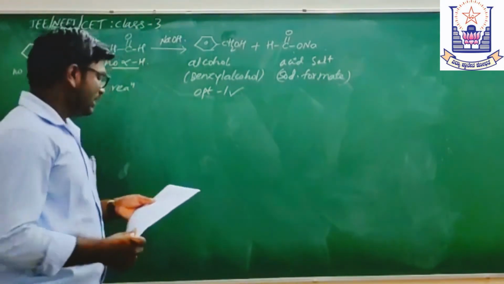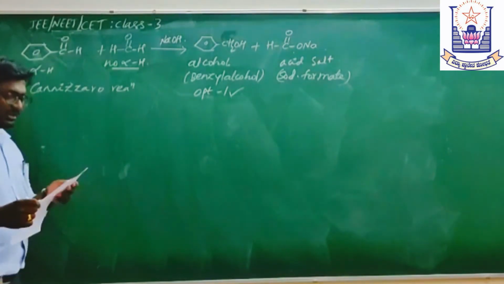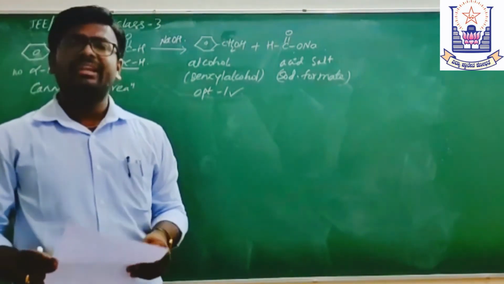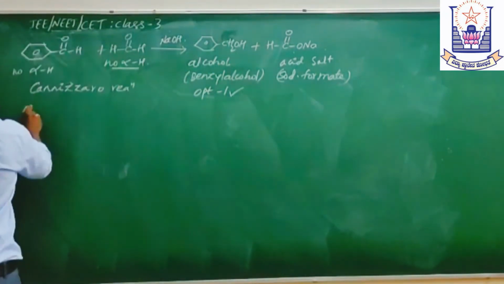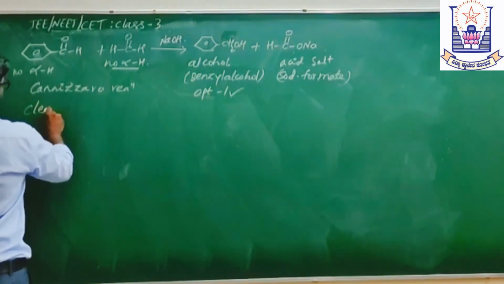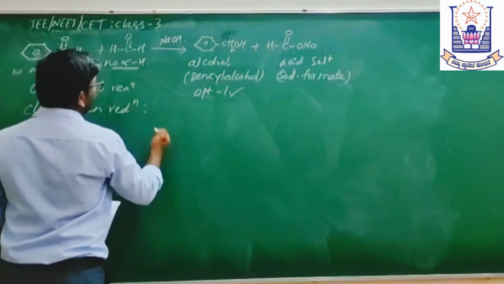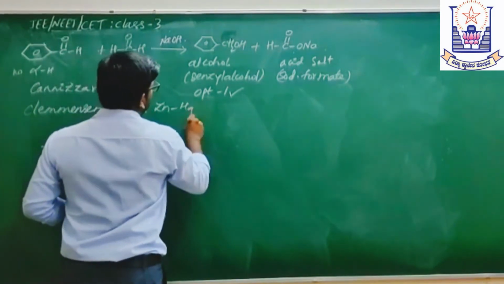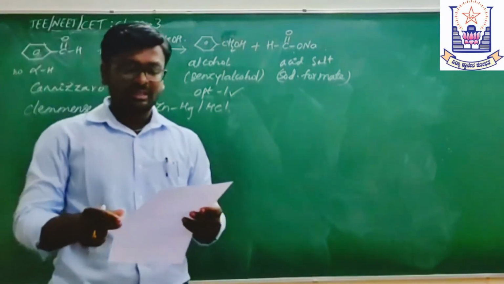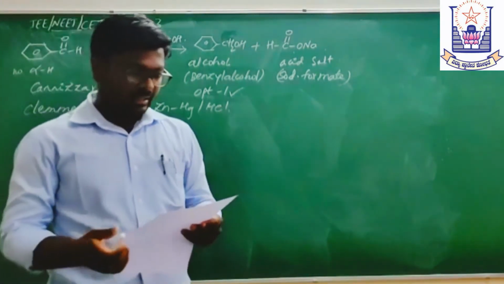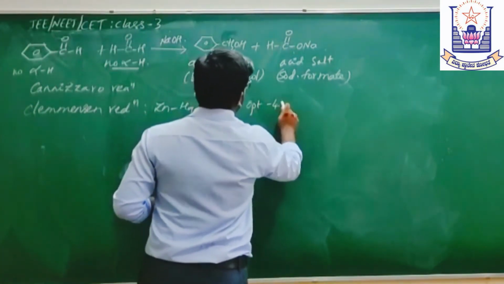Go for question number 7. In this, chemical reduction of a ketone is carried out in presence of zinc amalgam and concentrated HCl. In Clemmensen's reduction, we use zinc amalgam in the presence of HCl. So choose the correct option. That is option 4. Yes, option 4 is the right answer.